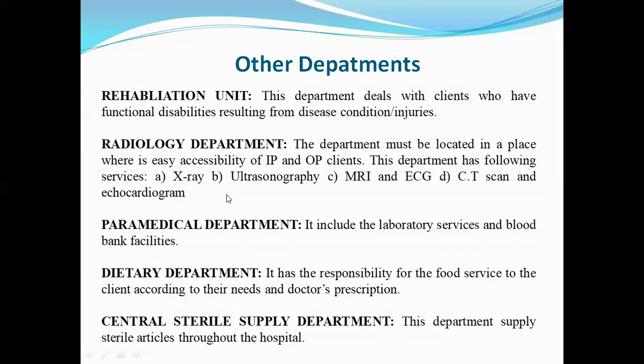Then there will be paramedical departments, and this will include the laboratory service and the blood bank facilities. Then there will be a dietary department, and that will be responsible for the food service of the client according to their needs and the doctor's prescription. And then there will be a central sterile supply department, responsible for supplying sterile articles throughout the hospital.